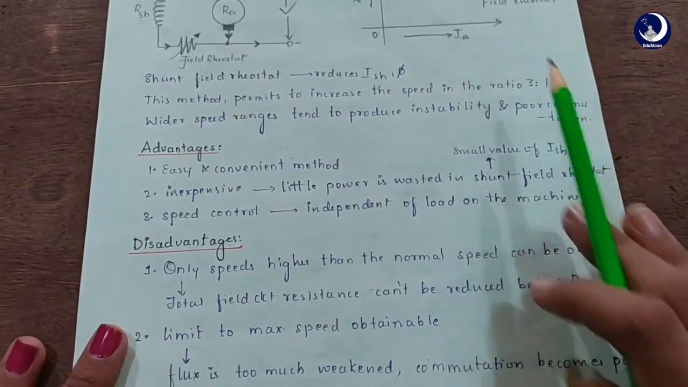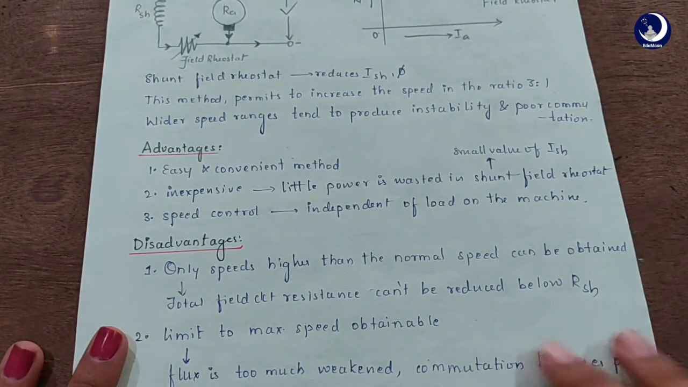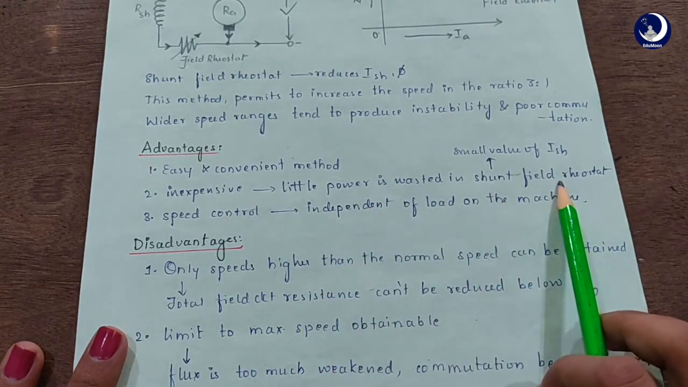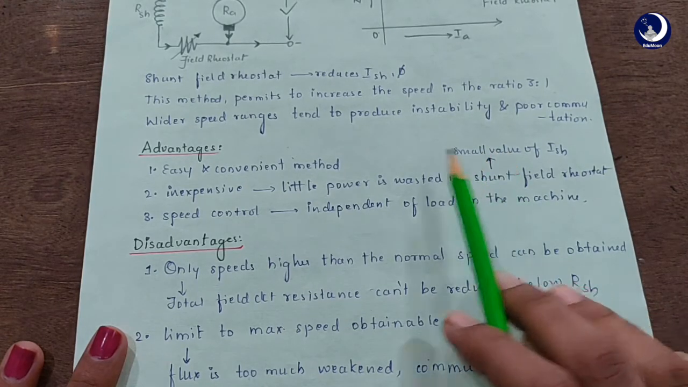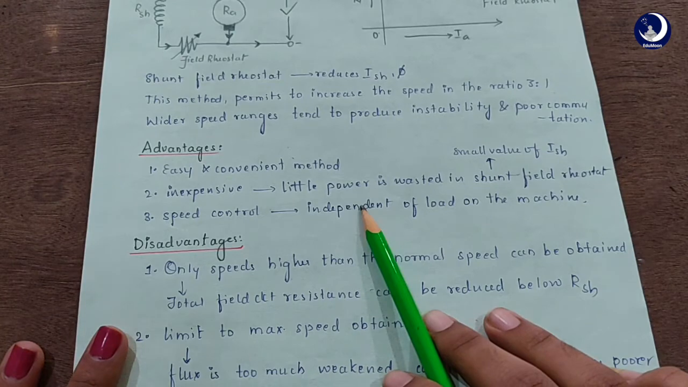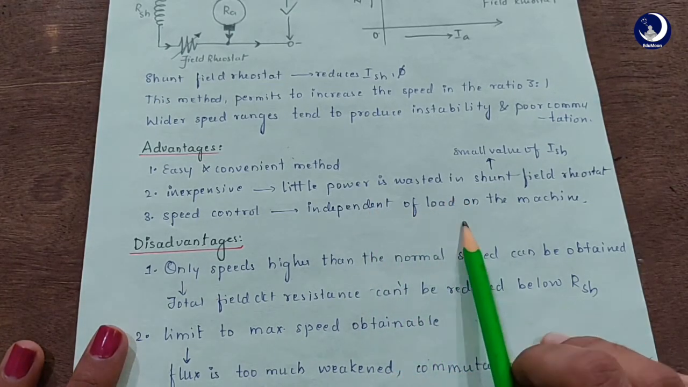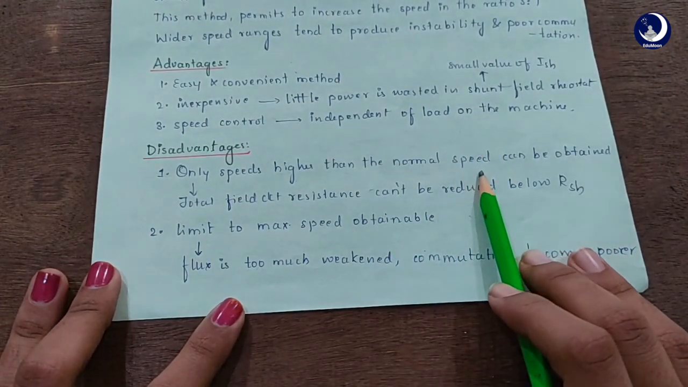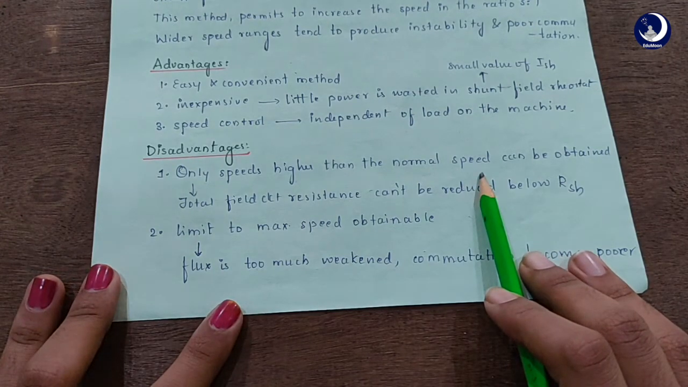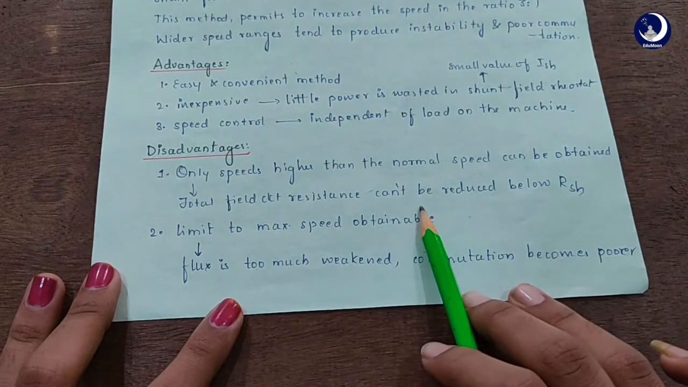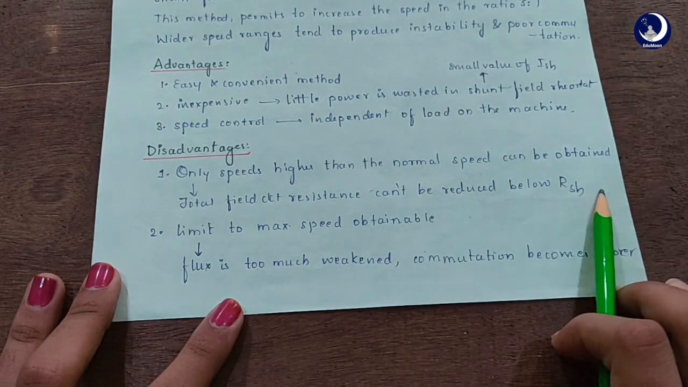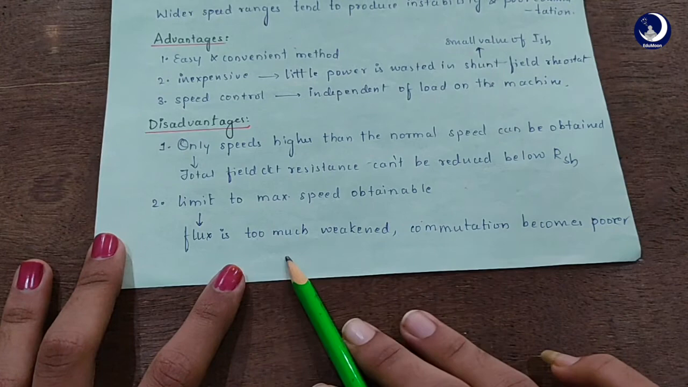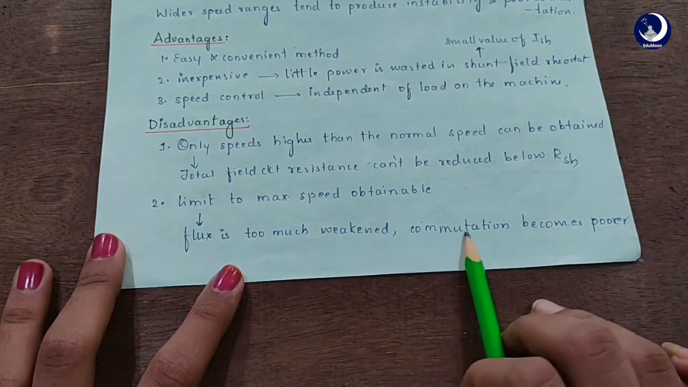The advantages are, first of all, it is an easy and convenient method, and secondly, it is inexpensive because little power is wasted in the shunt field rheostat due to the small value of ISH. Third, the speed control exercised by this method is independent of the load of the machine. But there are disadvantages too. Only speeds higher than the normal speed can be obtained. This is because the total field circuit resistance can't be reduced below RSH. And second, there is a limit to the maximum speed obtainable, because if the flux is too much weakened, commutation becomes poorer.